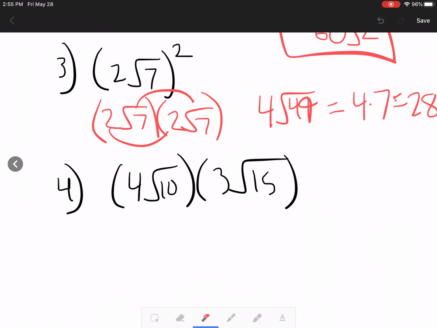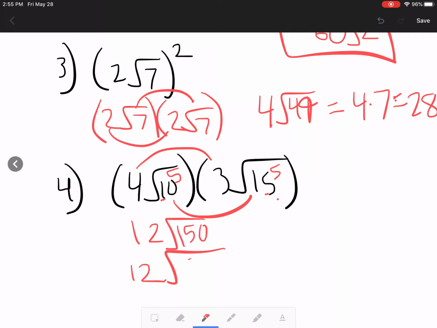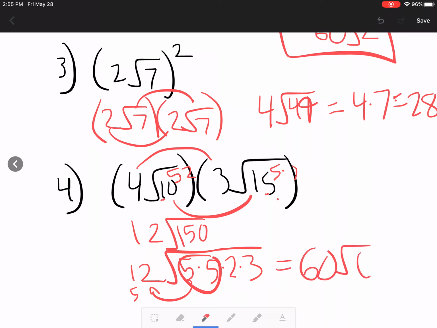Finally, let's take a look at this one right here. Again, cohort idea. 4 times 3 is 12. And then here, multiply these together to get the square root of 150. Now, this big number makes a good example for us. If I think of what I have in my 10 and my 15, I have a common factor of 5. And so I'll have 12, still my outside number, but now I'm going to have 5 times 5, one from each of these, and this is 2 and 3. So 2 times 3. The 5s can come out as a 5, leaving me with 60 square root 6.